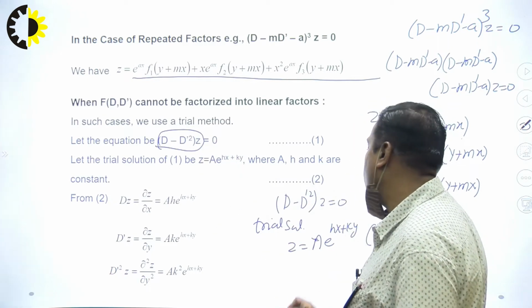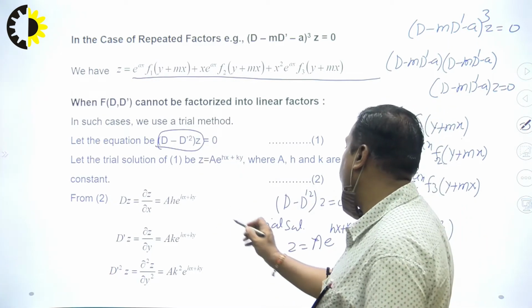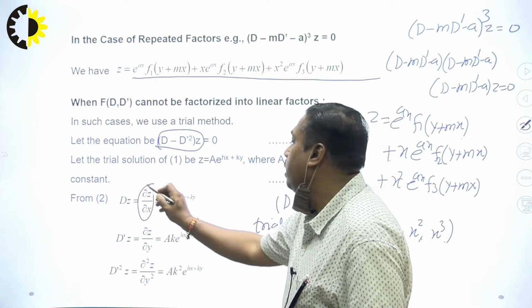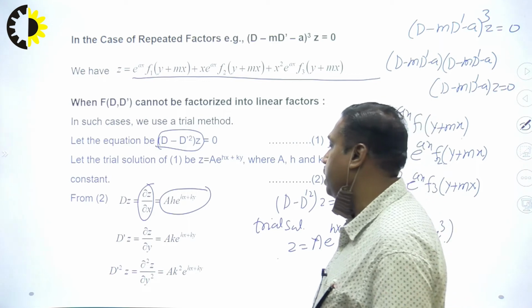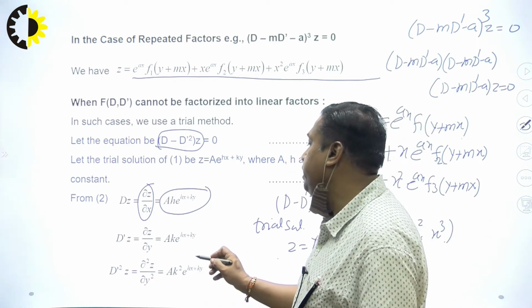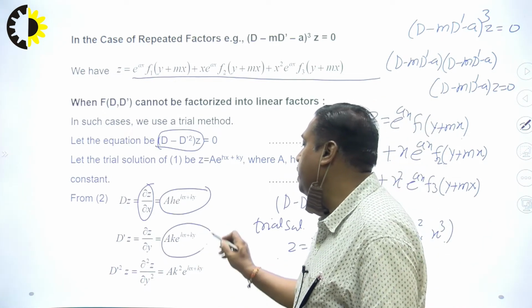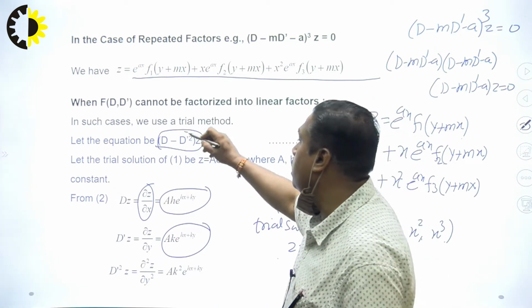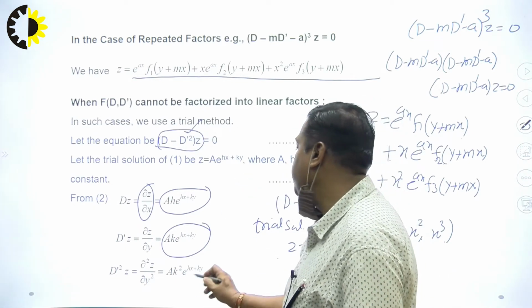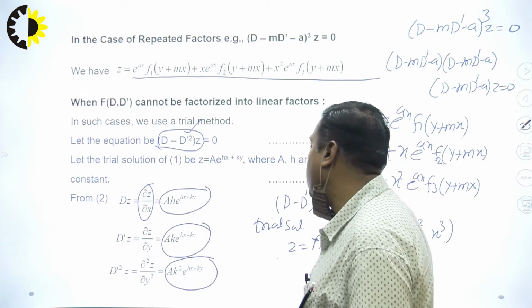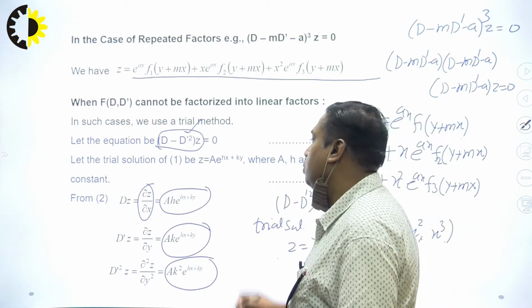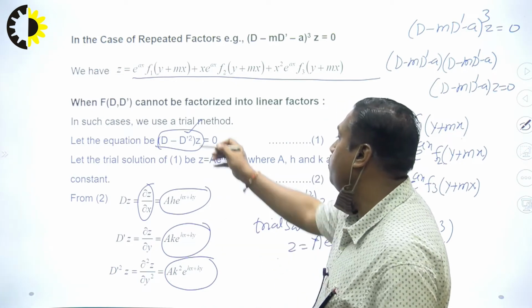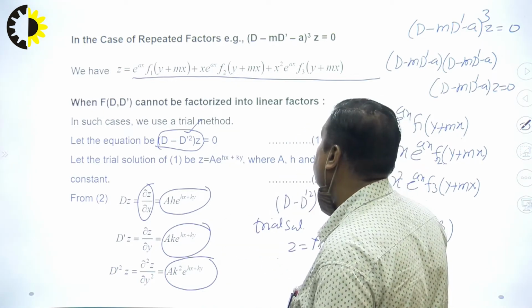So we have to calculate Dz. Dz is equal to ∂/∂x, and we get a h e^(hx+ky). Similarly, D'z is equal to a k e^(hx+ky), and here the term is D'², that means the term is a k² e^(hx+ky). If this is the solution, then it will satisfy the equation, and we have to put this solution in our equation.